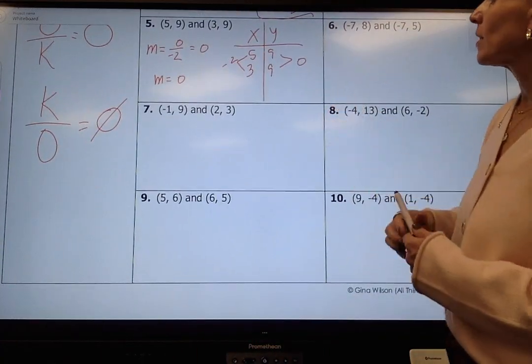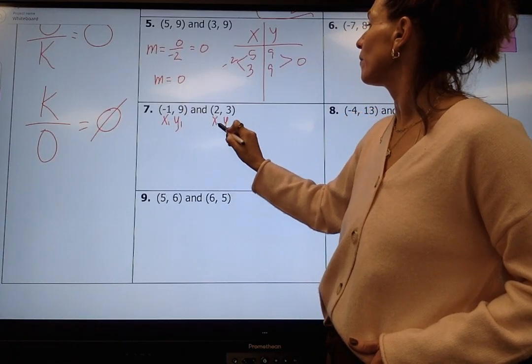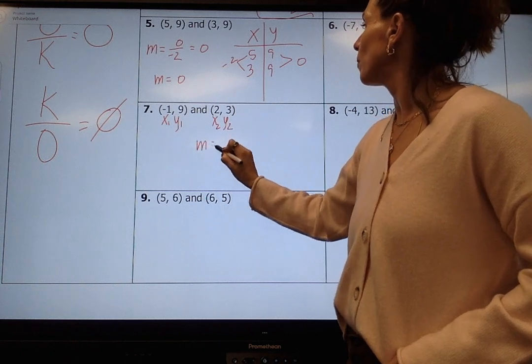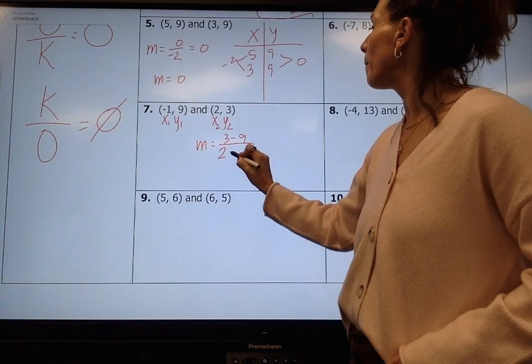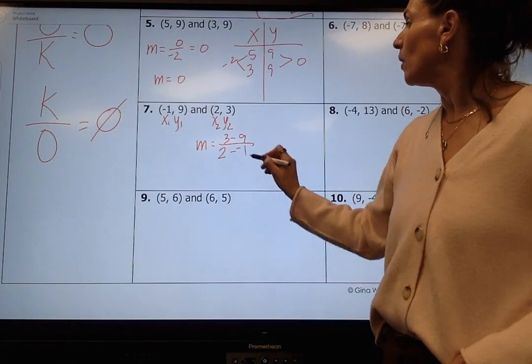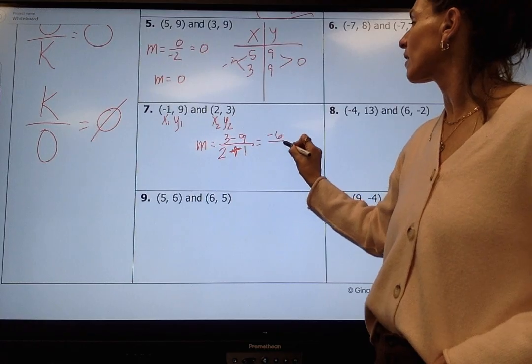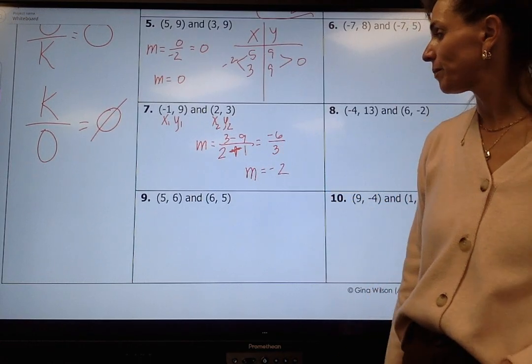All right, let's look at number 7. I'm going to label my points. That's my first ordered pair. This is my second ordered pair. So I get my slope is 3 minus 9 over 2 minus a negative 1. Well, 2 negatives make a positive, so this reduces to negative 6 over 3, which reduces to negative 2.